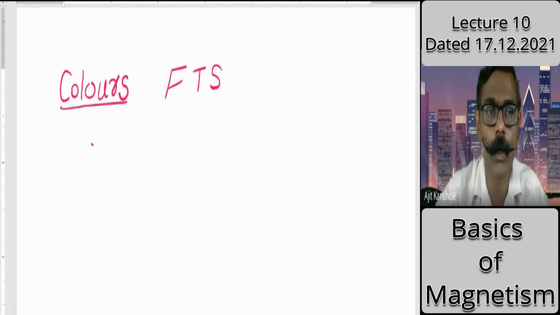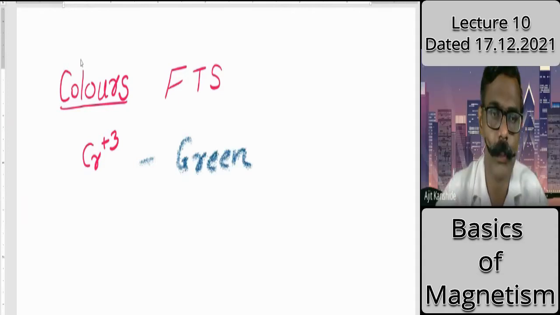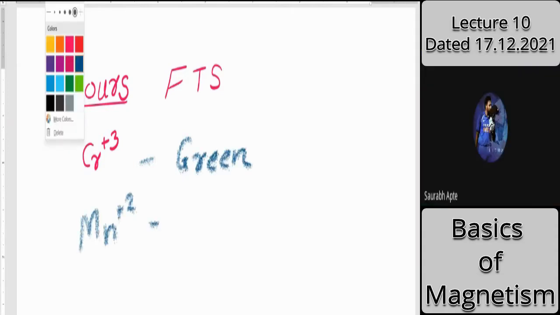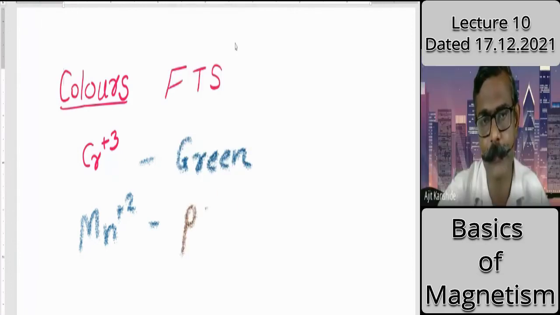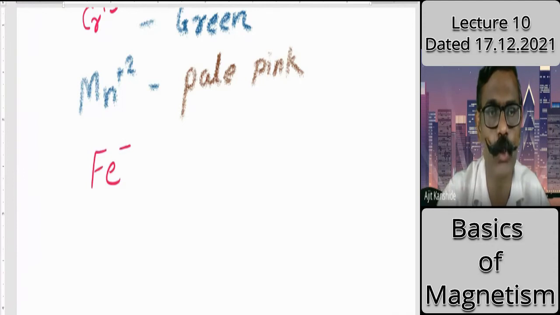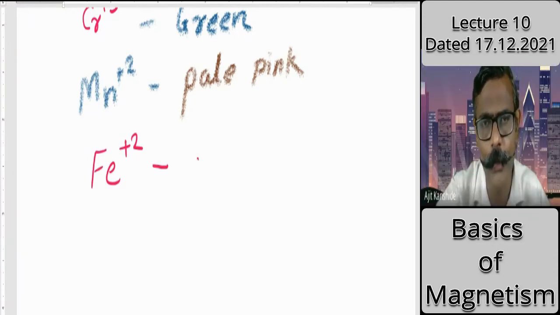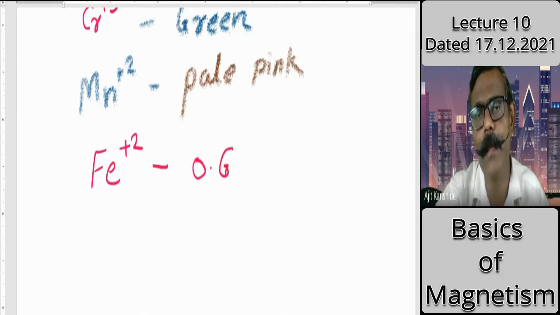What is the color of Cr plus 3? Green. Right, it is green. What is the color of Mn plus 2? Pale pink. Yes, it is pale pink. What is the color of Fe plus 2? Olive green. Yeah, olive green, or you can say it is a pale green.